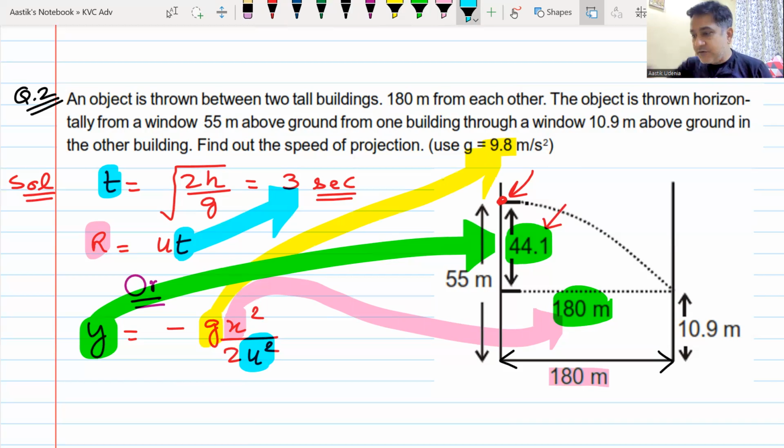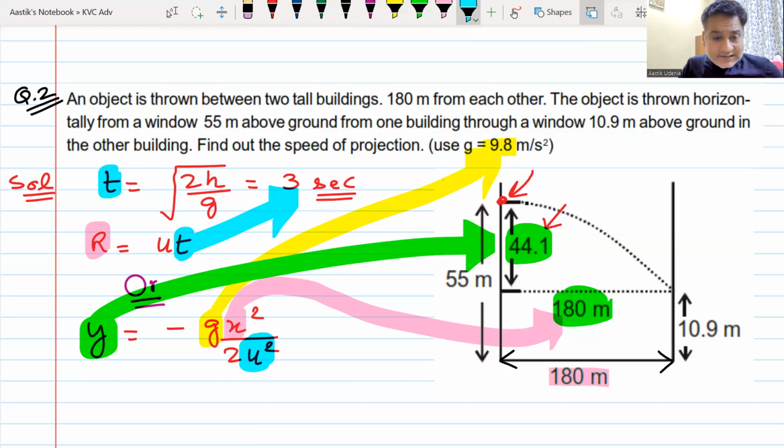How many of you did it by the equation of trajectory? No one? Anyway, doesn't matter, beta. All roads lead to Rome. No matter how you do it, it's important that you do it.